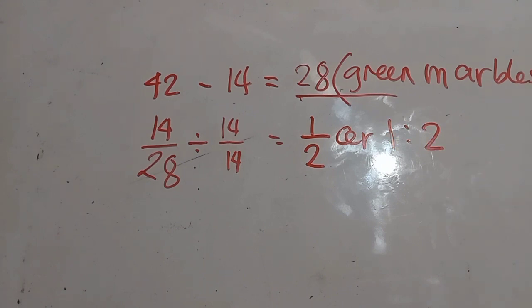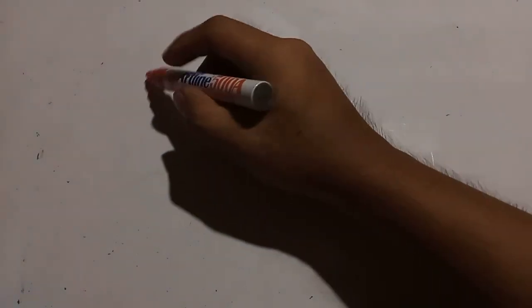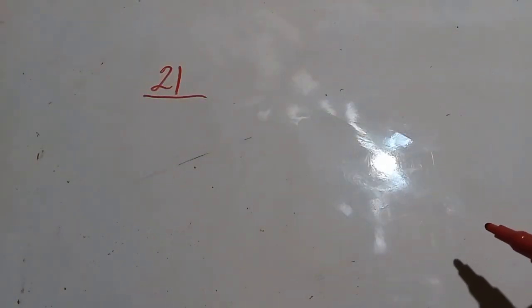So, another example. In a certain room, there are 28 women and 21 men. What is the ratio of men to women? And what is the ratio of women to the total number of people? Okay, so una, hinahanap natin yung ratio of men to women. So now, paano natin ito isosolve? So, how many men sa certain room? So, we have 21. Okay, meron tayong 21.